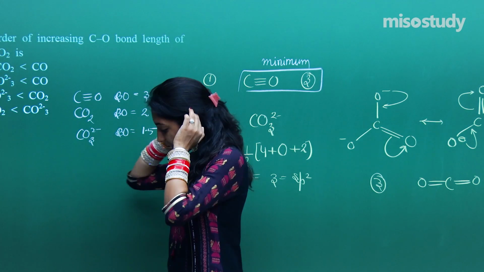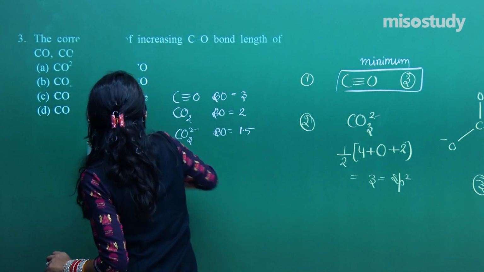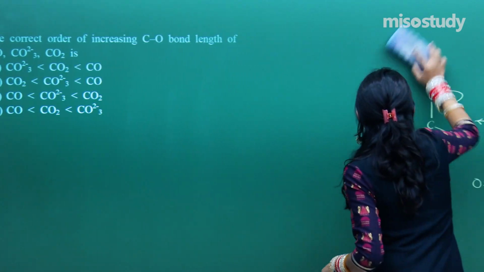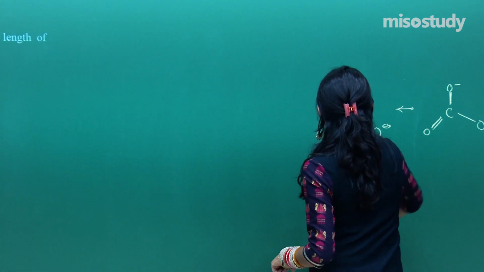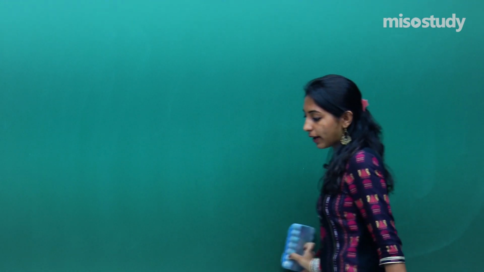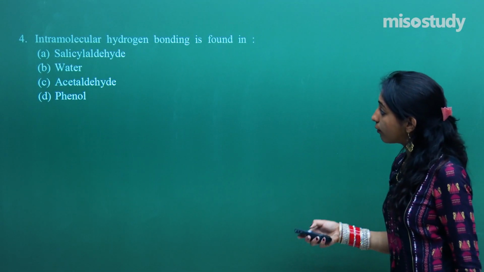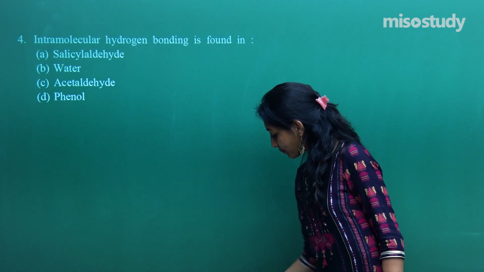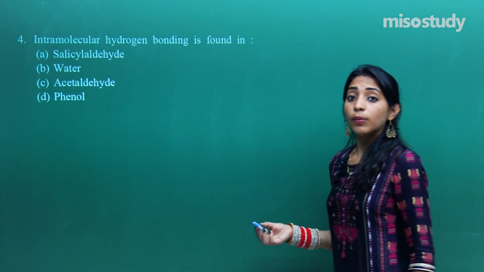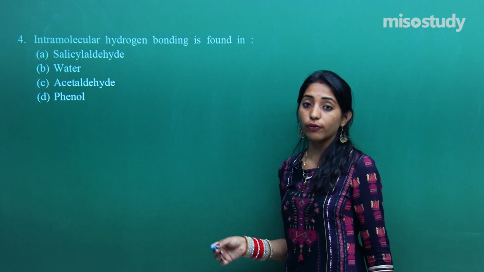Done? Fine. Now, having done with this, we will be moving on to our next question, question number 4. Let us see. The question says, intramolecular hydrogen bonding is found in which of the following?